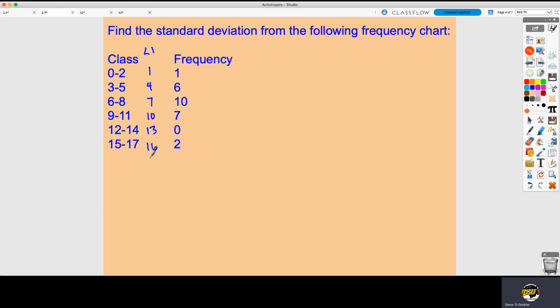What's that? Oh, good question. Does this say whether it's a sample or a population? Whenever it doesn't say, I believe we are trying to find the population. No, we're doing the population.